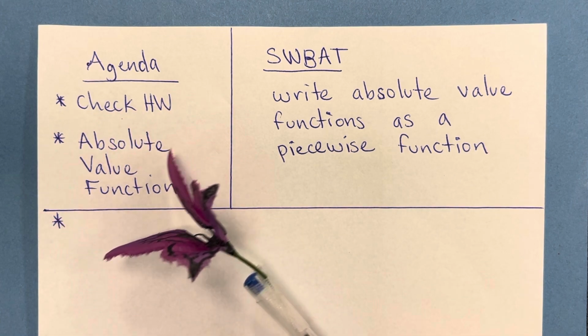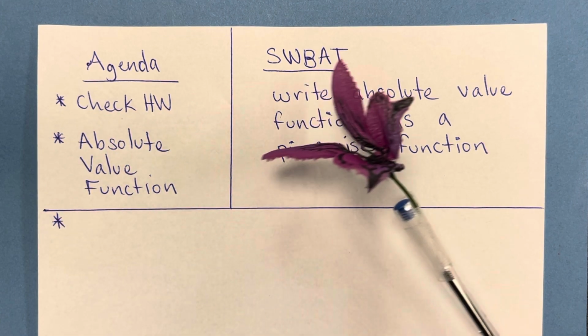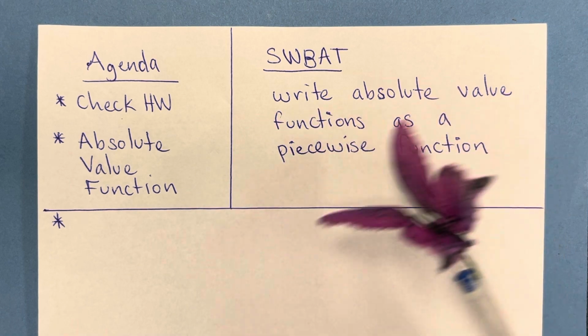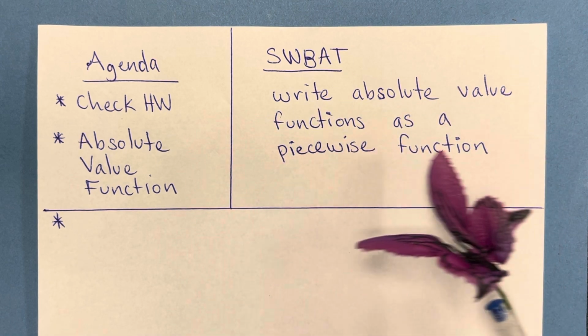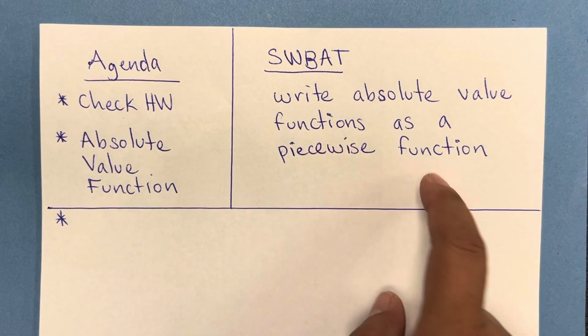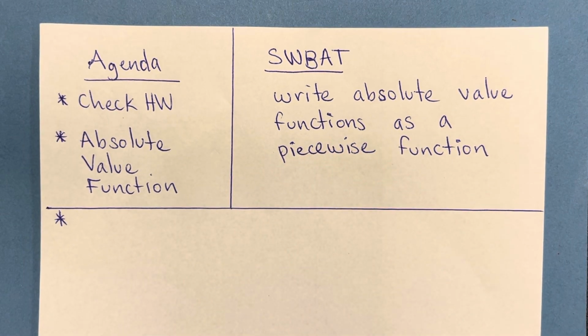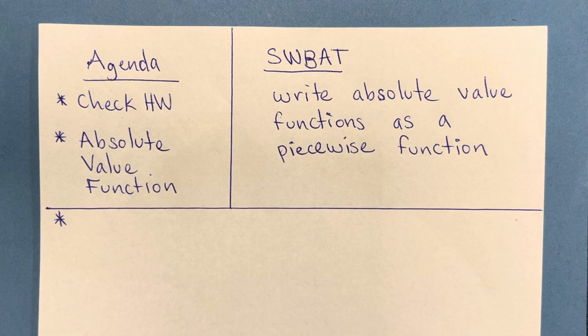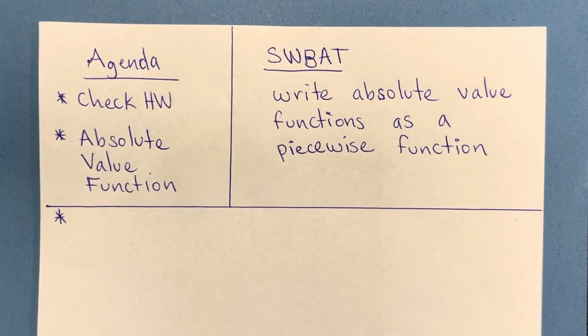We'll be learning about absolute value functions, and today's students will be able to write absolute value functions as a piecewise function. So even though we're doing the piecewise function, we're going to be reviewing a lot of the concepts that we have learned in the previous couple of lessons. We're going to be doing transformations, we're going to be doing the domain and range, and creating the piecewise equations. So several concepts combined here.